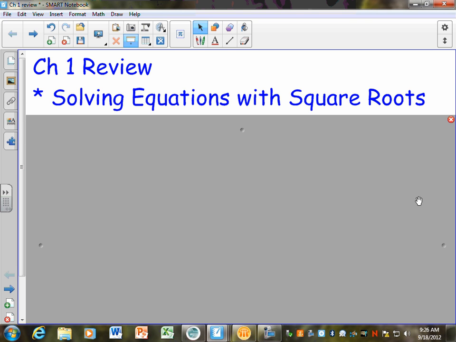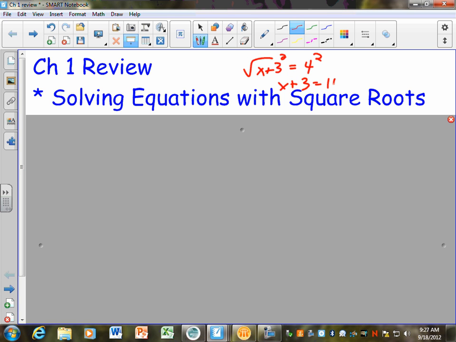So the first thing I want to make sure you know how to do is solving an equation with a square root in it. We did that very early on, and most of us knew how to do that. You square both sides, get the square root by itself. So if I had the square root of x plus 3 equals 4, most of you know you just square both sides, and you get x plus 3 equals 16. Subtract 3, x equals 13. That one's really easy. What I want to caution you about is check your answers.